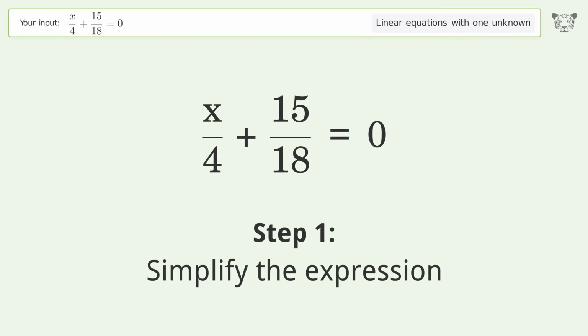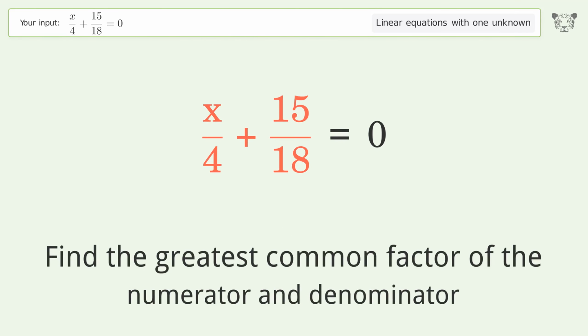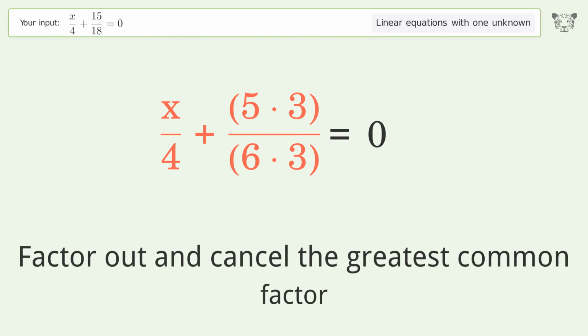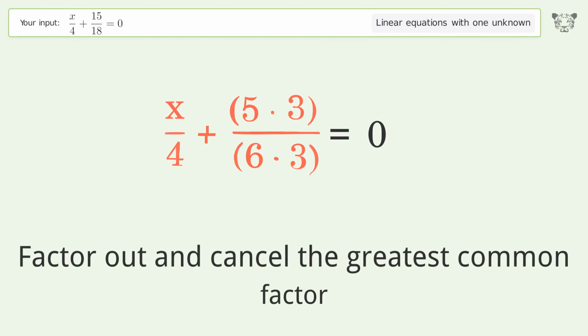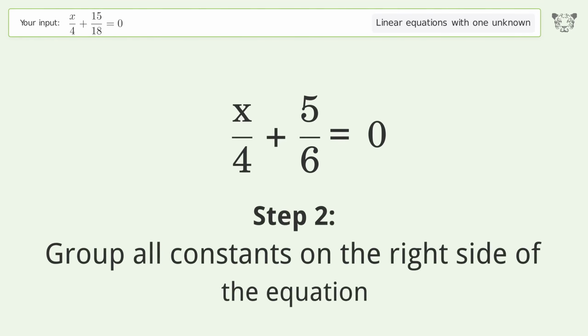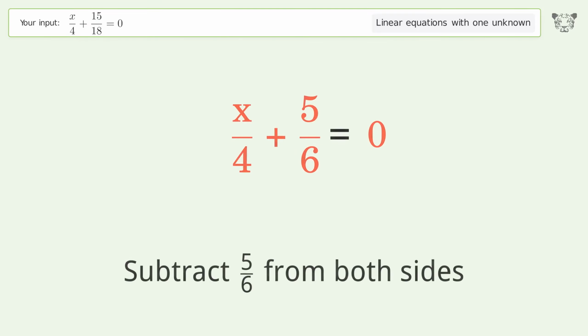Simplify the expression. Find the greatest common factor of the numerator and denominator. Factor out and cancel the greatest common factor. Group all constants on the right side of the equation. Subtract 5/6 from both sides.